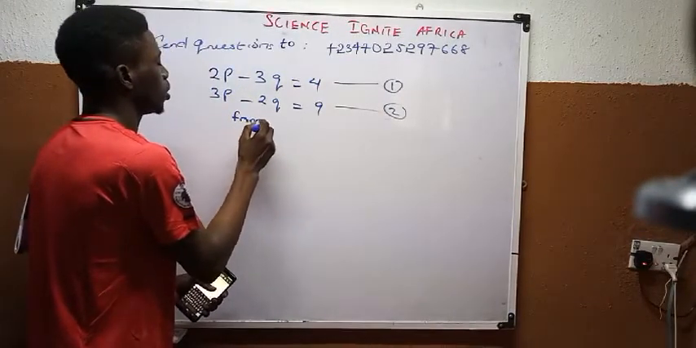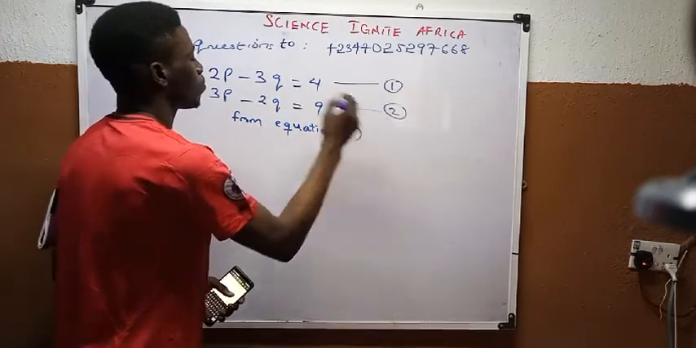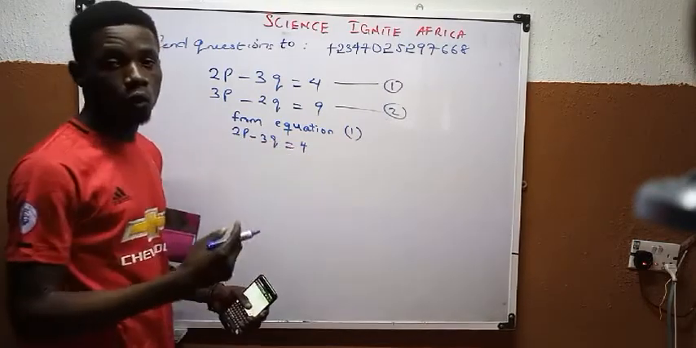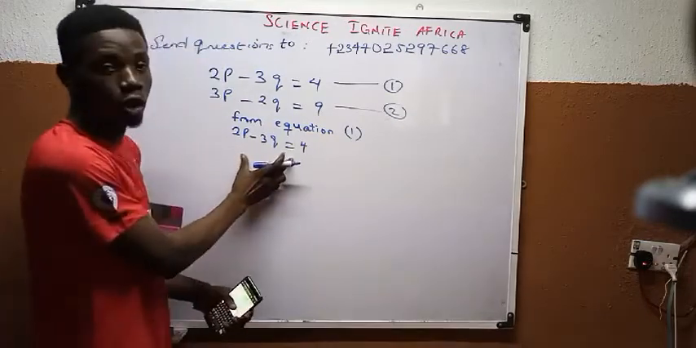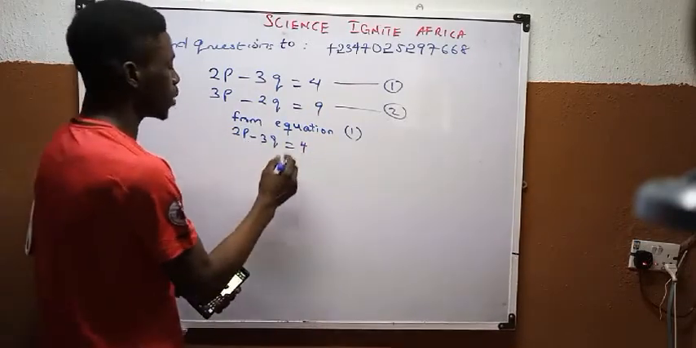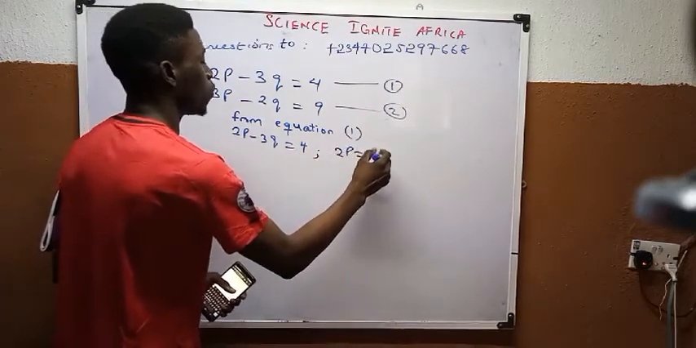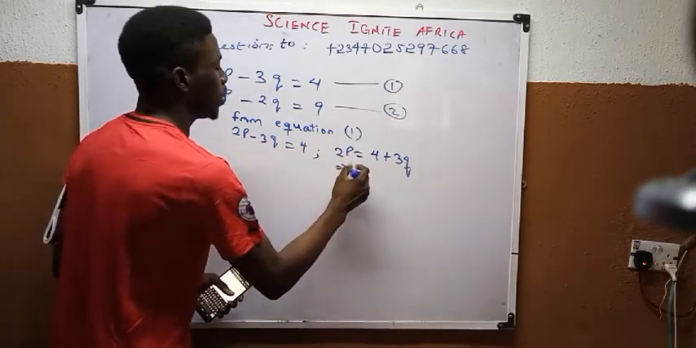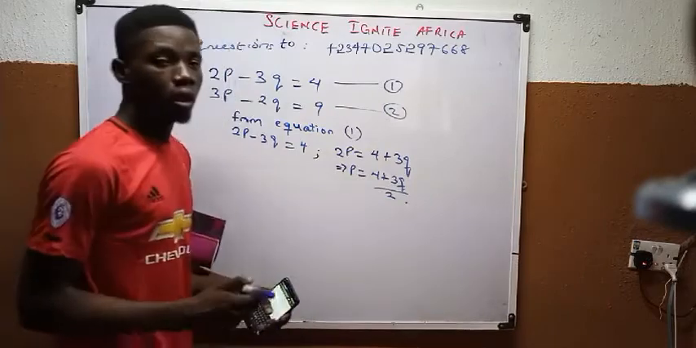So let's choose an equation. From equation 1, we have 2p minus 3q equals 4. Now what do we do when we choose an equation? We make one of the variables the subject of formula in this equation. We can choose any one. Let us make p the subject of formula. Then 2p is equal to 4 plus 3q. Then this implies that p equals 4 plus 3q all over 2.